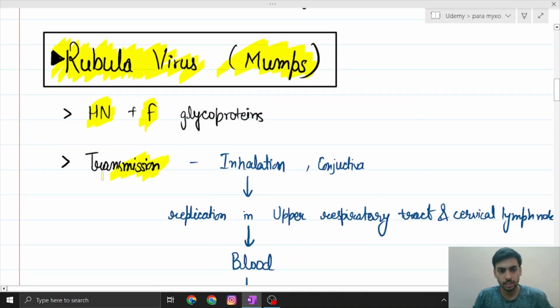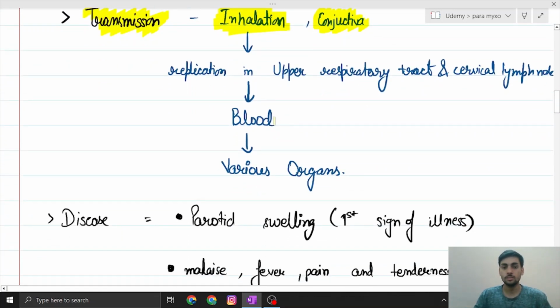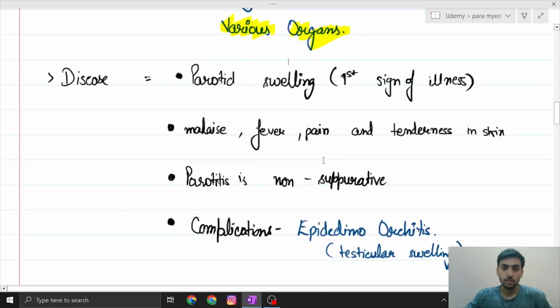Now moving to the transmission of the mumps virus. It basically transmits from an infected to a healthy individual through inhalation. If an infective person is talking in front of you or speaking to you in close proximity, then it can transmit, and it can also transmit through the conjunctiva, meaning through the eyes. So droplets are also responsible for its transmission. From there it replicates in the upper respiratory tract and cervical lymph nodes. From there it will move to the blood, and from the blood to various organs. That's how it covers our overall body.